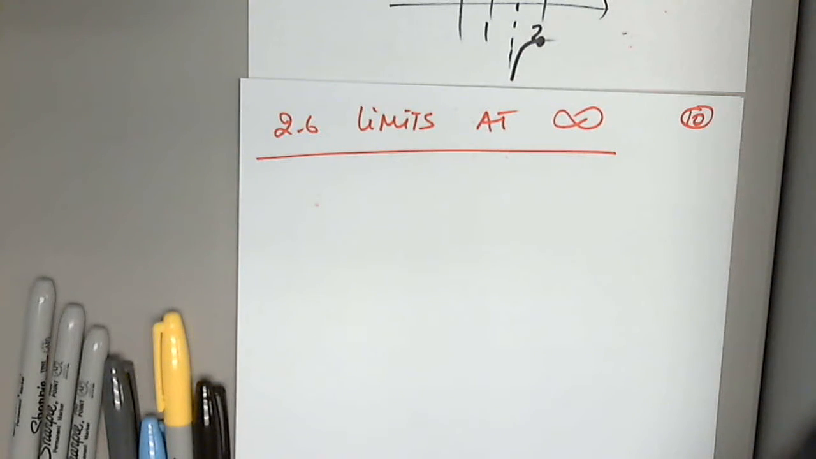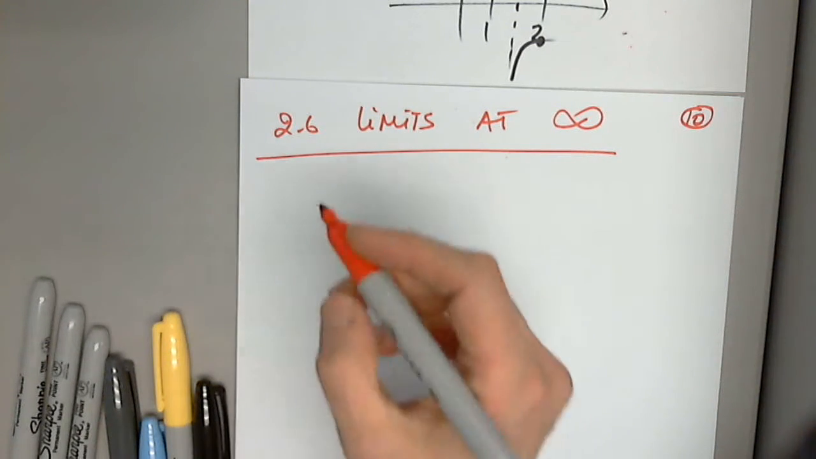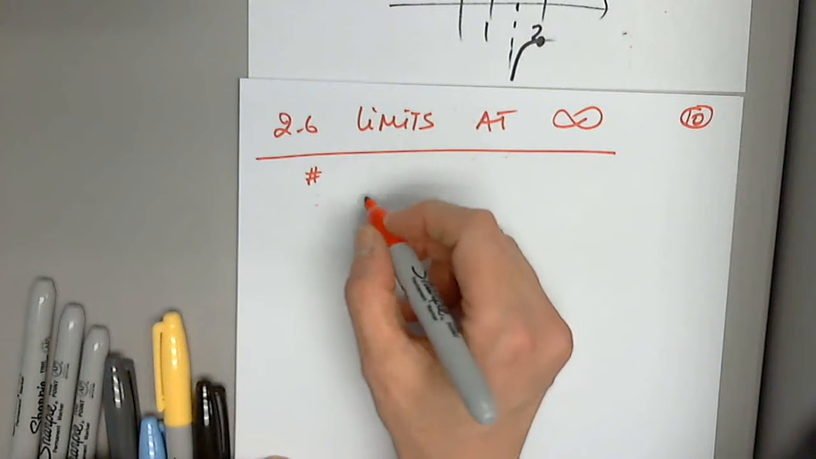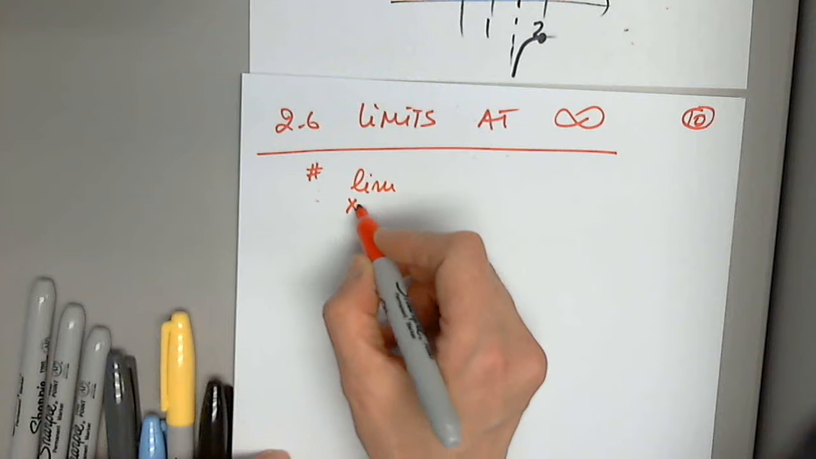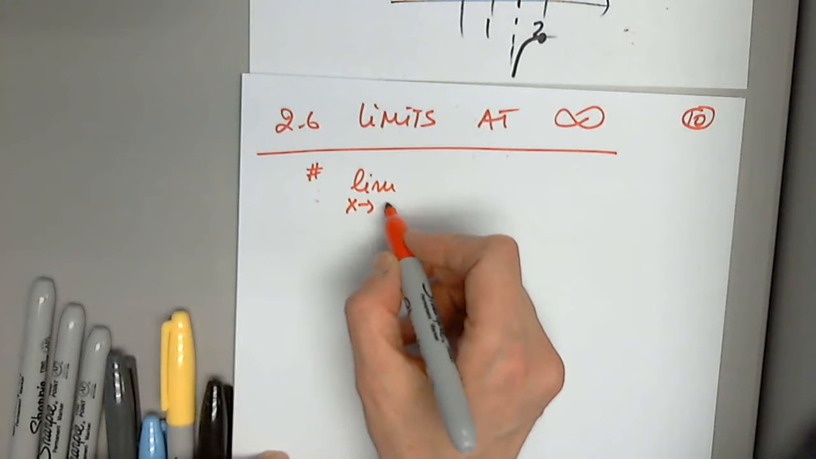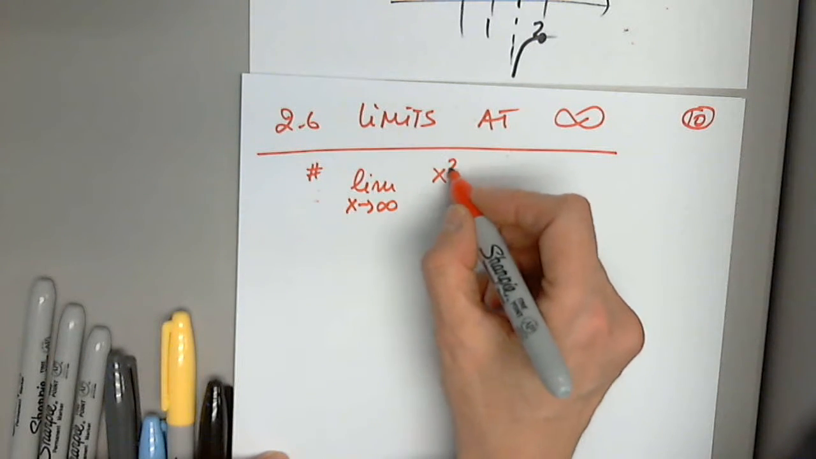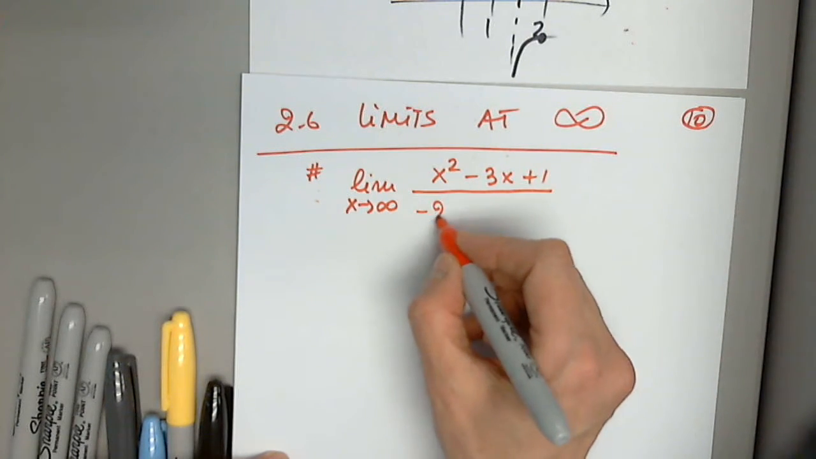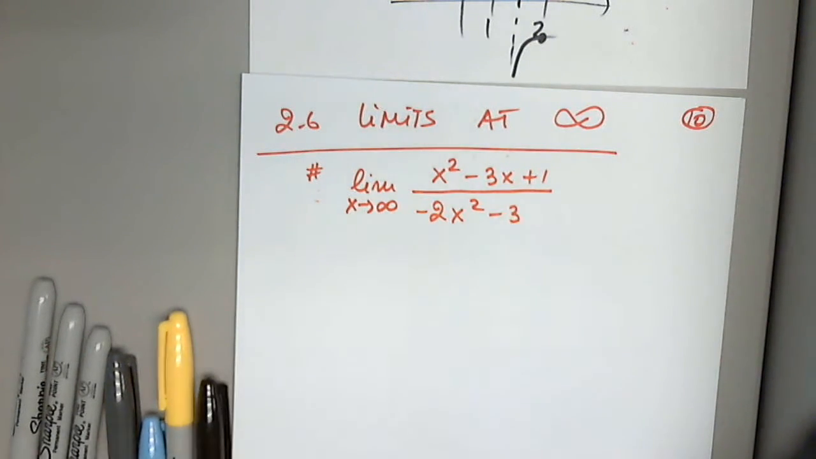So let's start with the first example. We're going to look at page 141, feel free to choose. I would like to start with a simple one. I'm going to make one up. So limit as x approaches infinity of x squared minus 3x plus 1 divided by negative 2x squared minus 3.